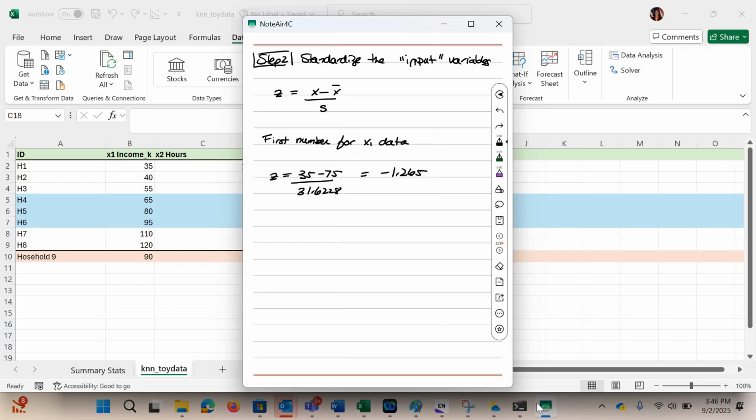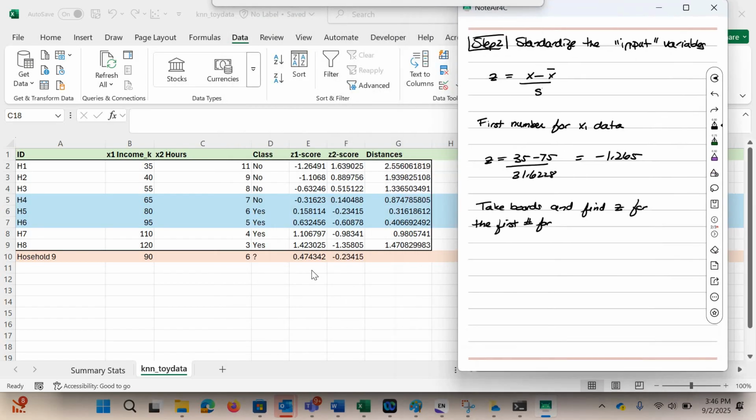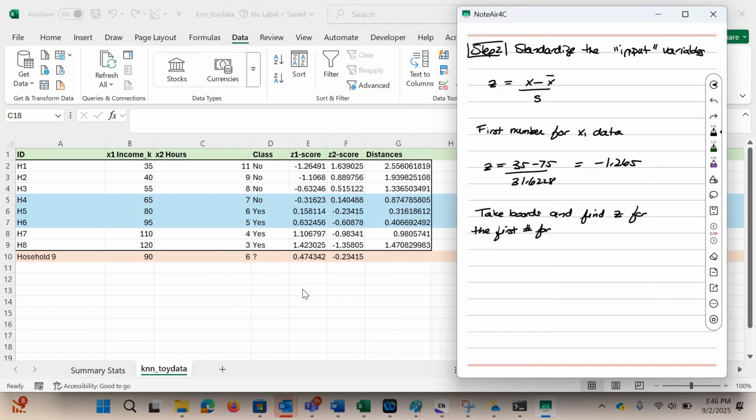Use the first number for the hours worked. Standardize that one as well. So take board. Yeah, you can erase that. I'll paste this up here so you can see it.